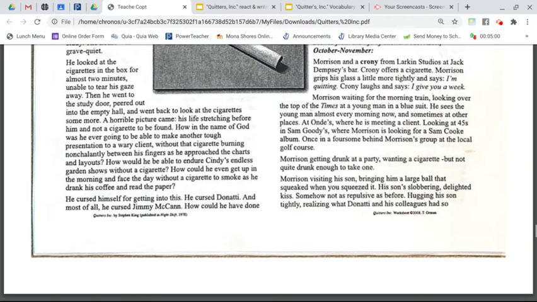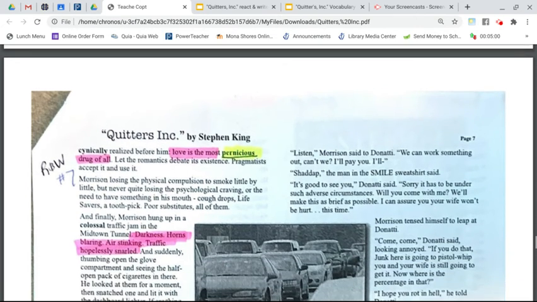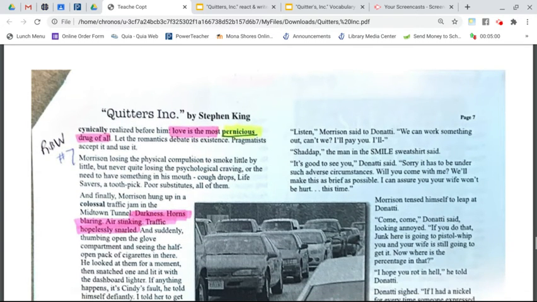Morrison visiting his son, bringing him a large ball that squeaked when you squeezed it. His son's slobbering, delightful kiss. Somehow, not as repulsive as before. Hugging his son tightly, realizing that Donati and his colleagues had so cynically realized before him, love is the most pernicious drug of all. Let the romantics debate its existence, pragmatists accept it and use it.